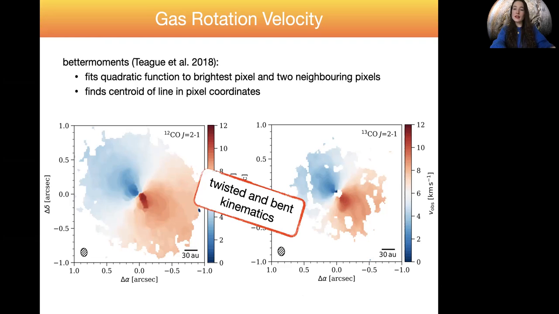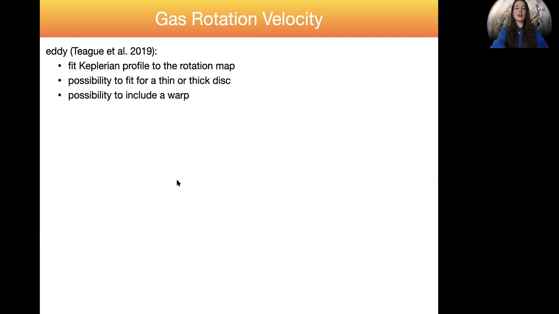Now we can analyze this pattern by fitting a Keplerian profile to the rotation map. We used code for that.